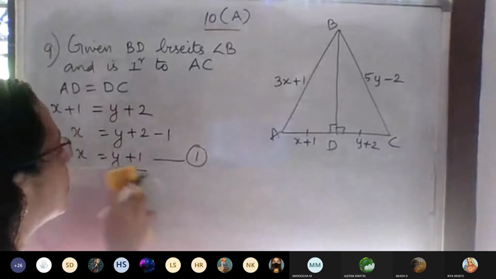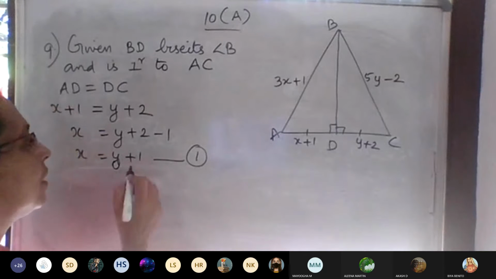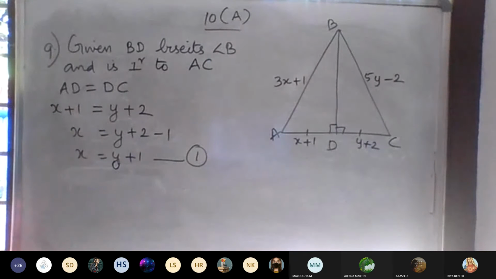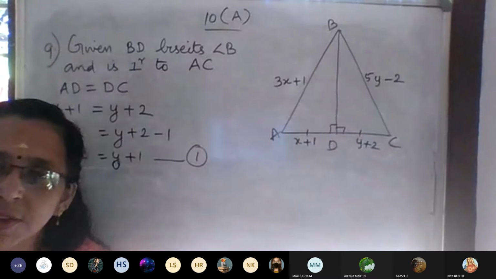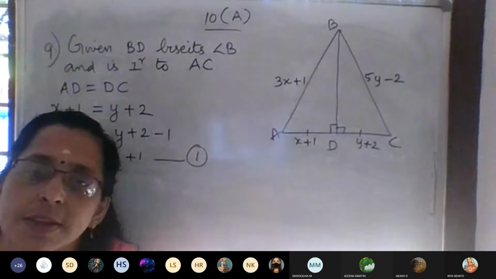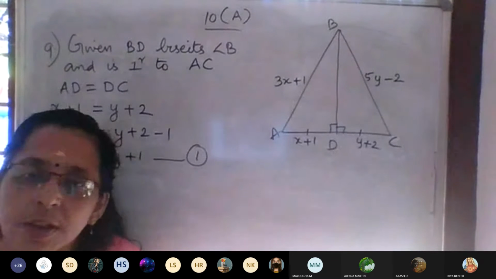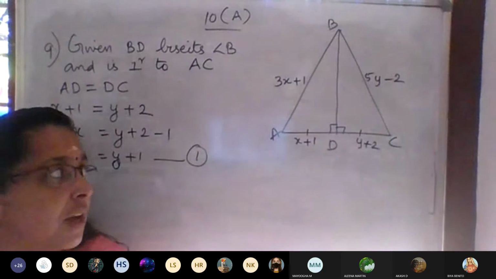We got only one equation, x is equal to y plus 1. x in terms of y or y in terms of x only we can write. So how we will get another equation? For that we studied congruency. So apply that congruency. If two triangles are congruent, we can say that all the sides, all the angles are equal. So how can we find a congruency here? Which two triangles if we consider?